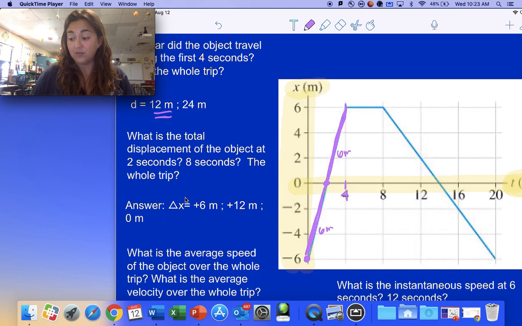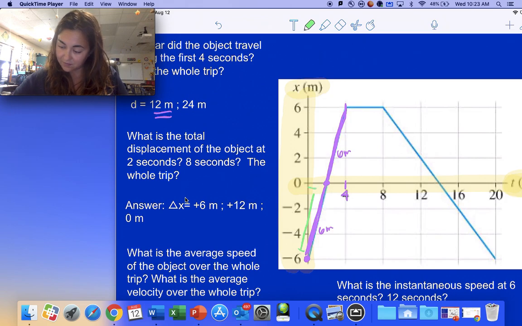How far did you travel during the whole trip? So we already measured the first chunk. That was 12 meters from here to here.